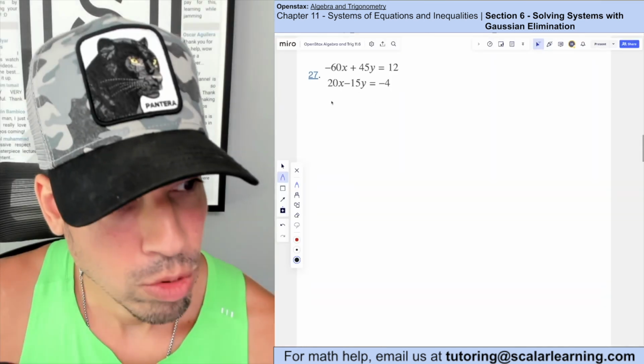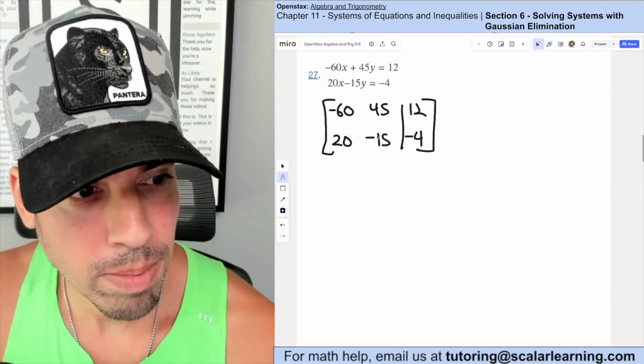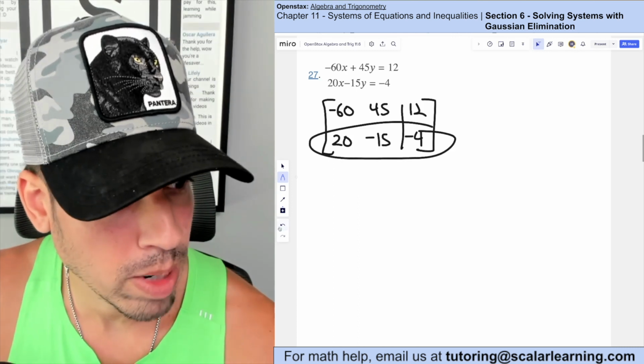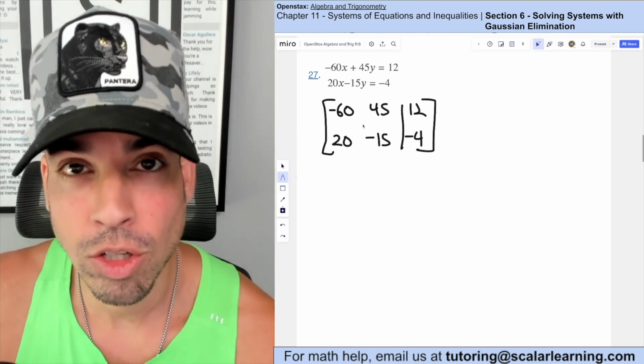Done. For this one, let's first put it into our matrix format. So right off the bat, I see something kind of interesting. I can multiply the bottom row by 3 and add it to the top row, and we're going to zero some things out.